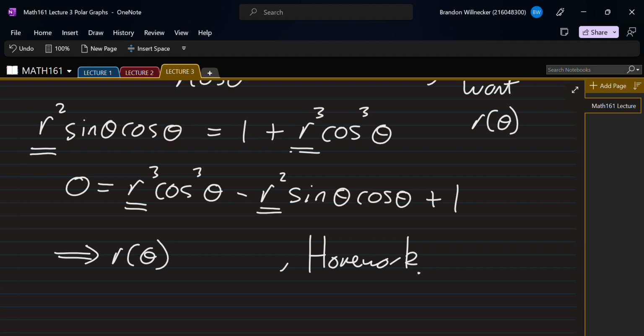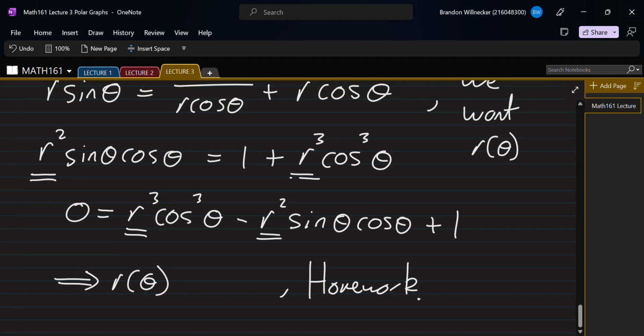Okay, any questions on that? Okay, so just a bit of algebra here. It's not so easy, so I'll put quite a few points for this homework problem. All right, any other questions on this?